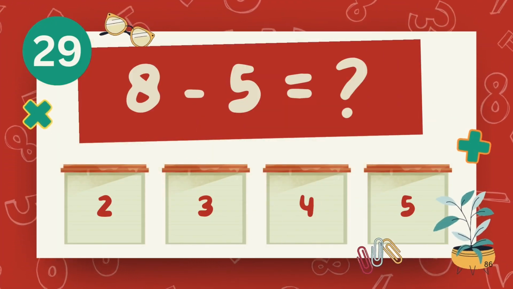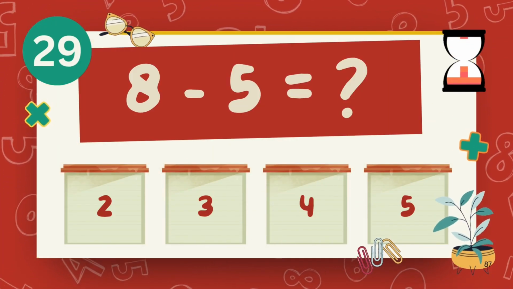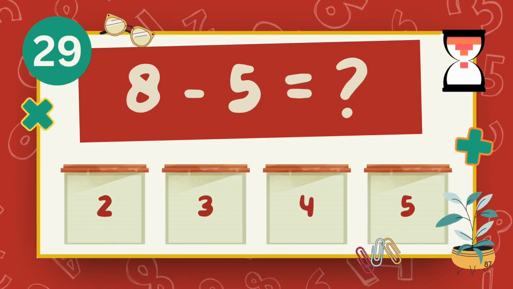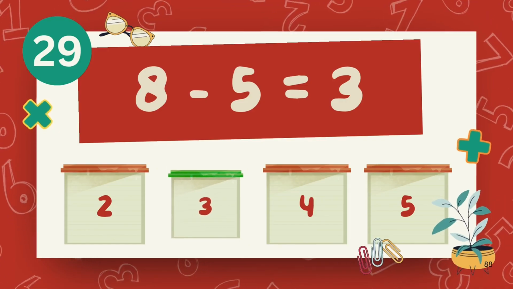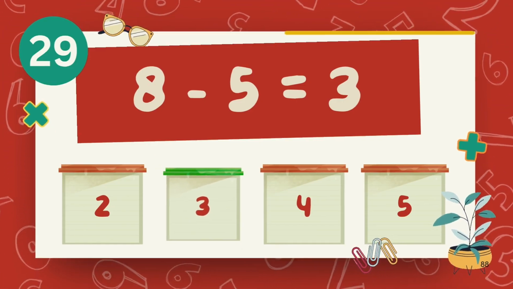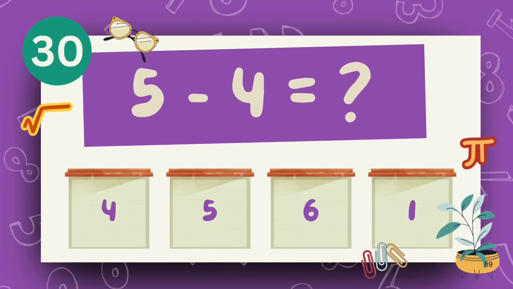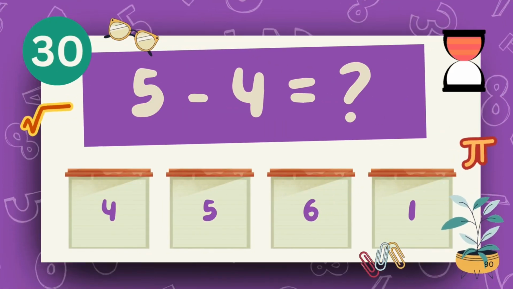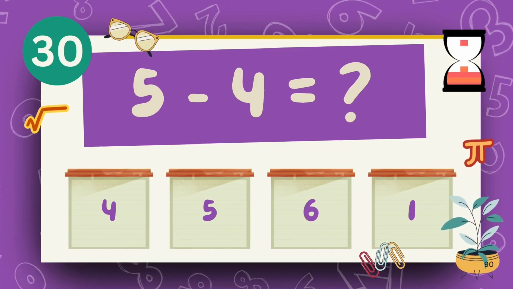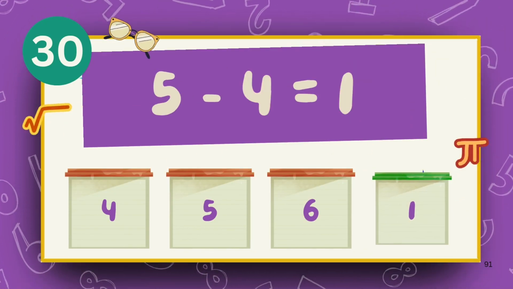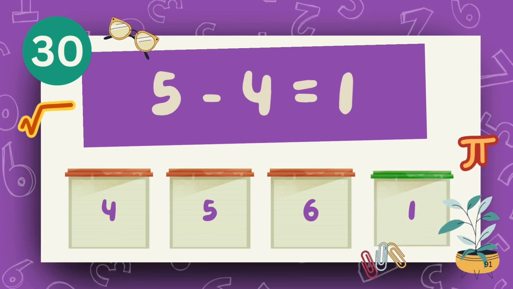What is 8 minus 5? The answer is 3. What is 5 minus 4? The answer is 1.